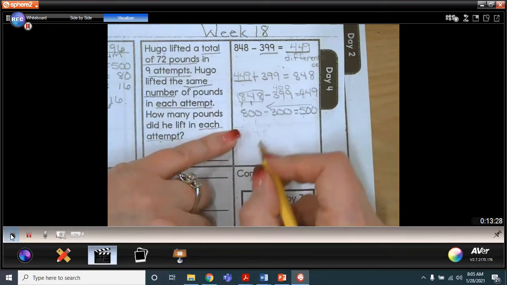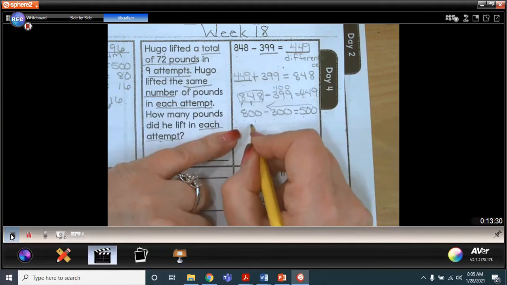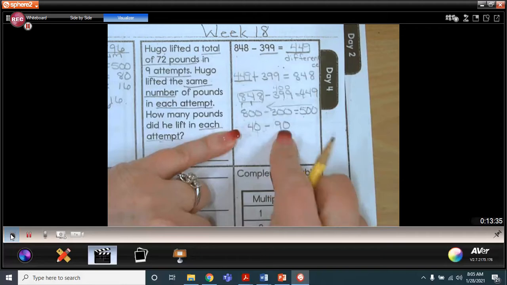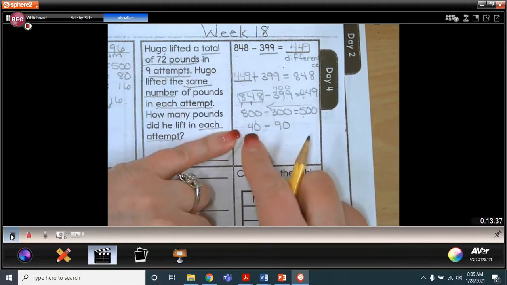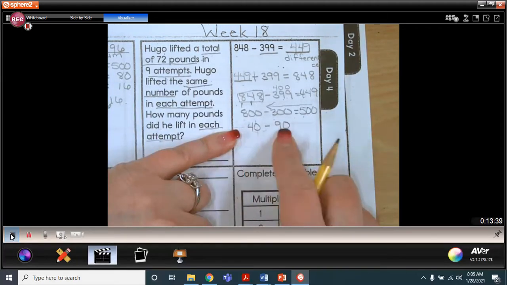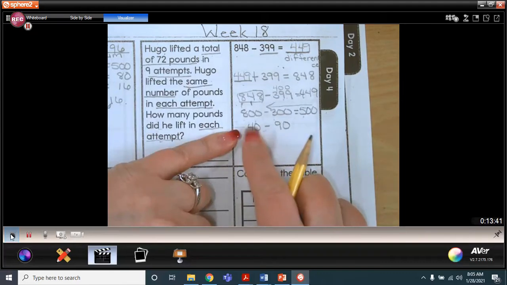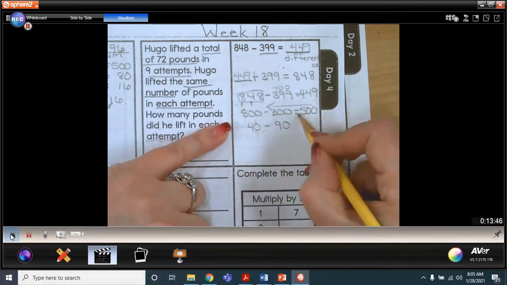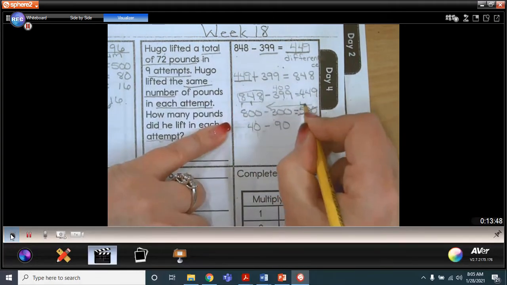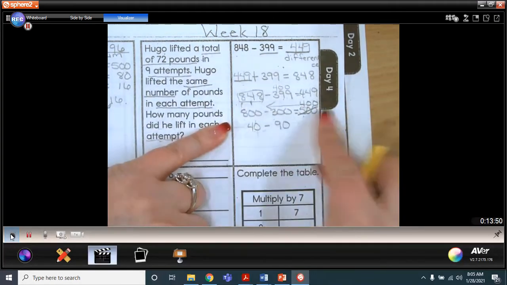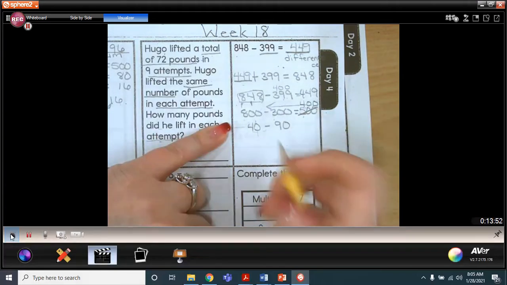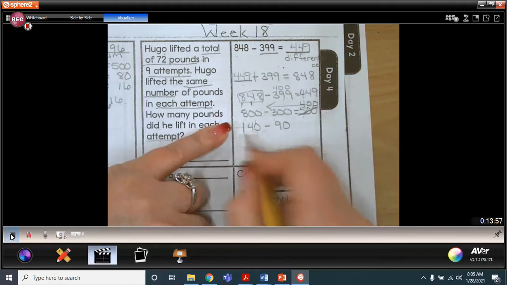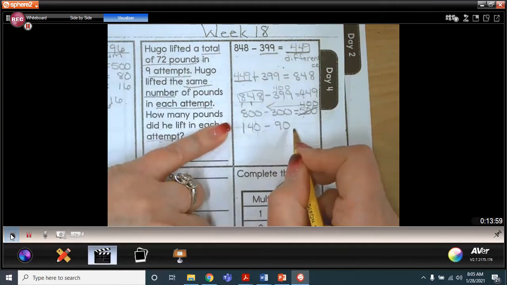Now I'm going to take the 40 and subtract 90. Now, this is less than 40, which means I cannot subtract 90 from this 40. This has to be greater. So in order for me to do this, I need to borrow 100 from this 500, and now there's 400 left. I'm going to take that 100 and add it here to the 40. Now I can go ahead and subtract.